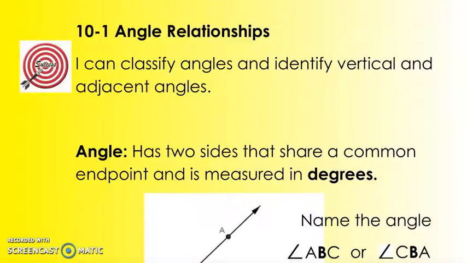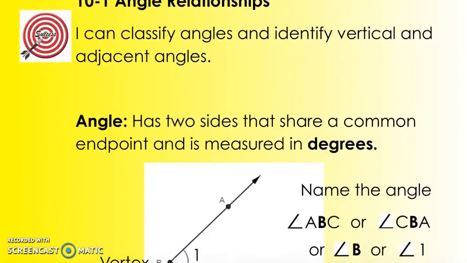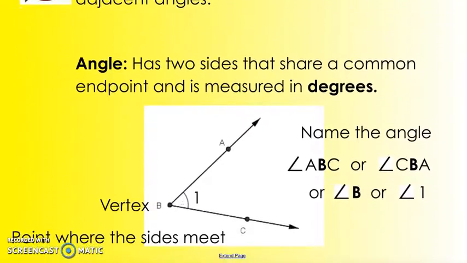First of all, let's talk about what an angle is. An angle is basically two sides that come together and share a common endpoint, and it is measured in degrees. So like right here, these are two rays that came together and created this angle 1. And in the center where they come together, this is called the vertex, or vertices, that's plural.